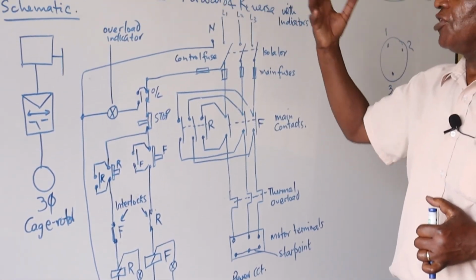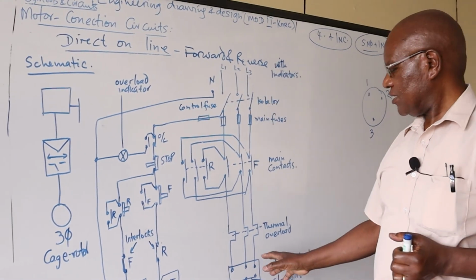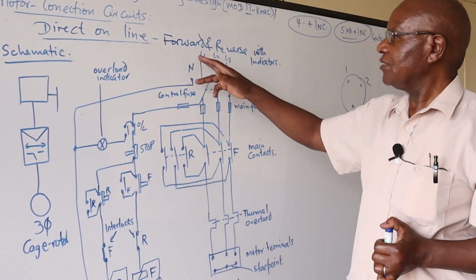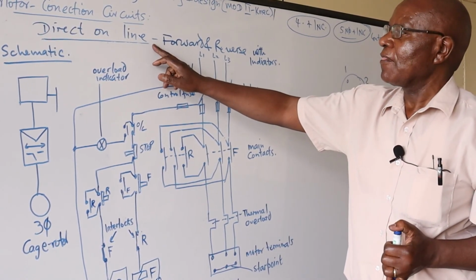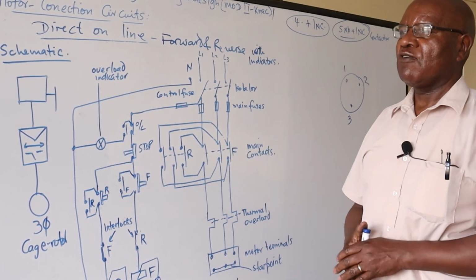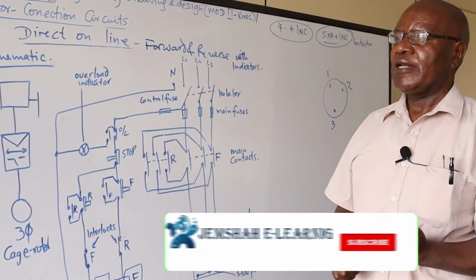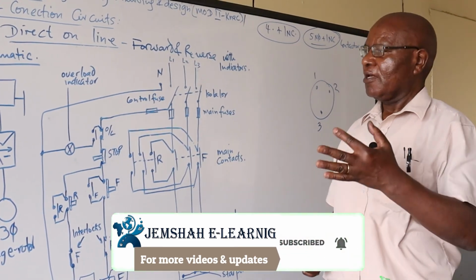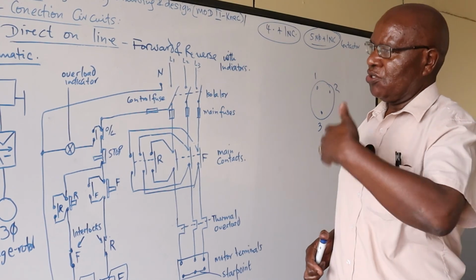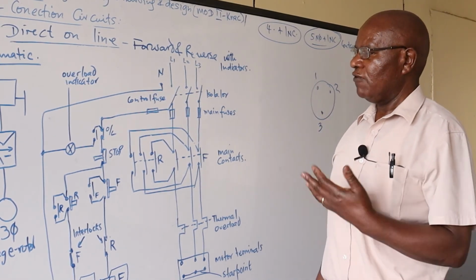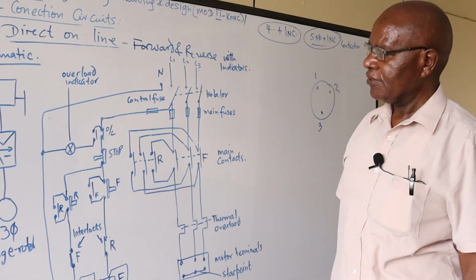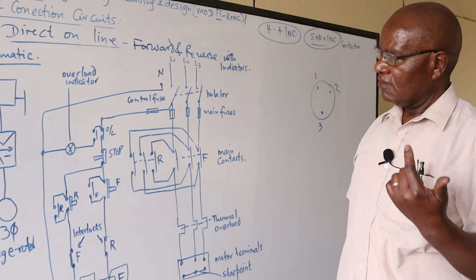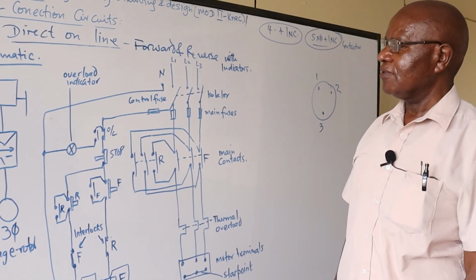So the installation for the workshop will dictate the size of the motor up to what maximum can be connected directly on line. For the bigger motors, there are methods of starting them, which are the direct on line, the star delta connection, the auto transformer, and other methods which we'll go through in the following lessons. In case of any queries, you can send them in.